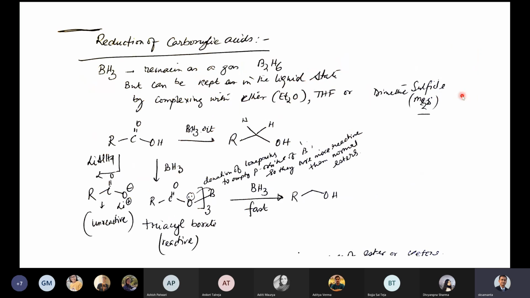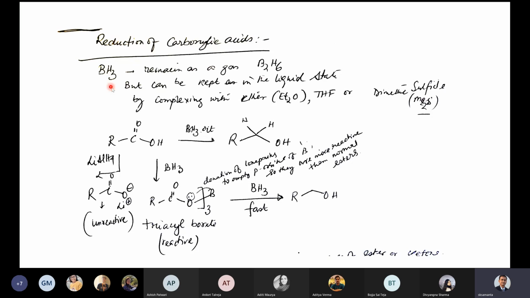Okay. So this is the last reaction that we'll be learning today. I asked one question: if you have carboxylic acid, how do you reduce that? Correct? So the process by which we can reduce carboxylic acid efficiently is by using this BH3 gas.